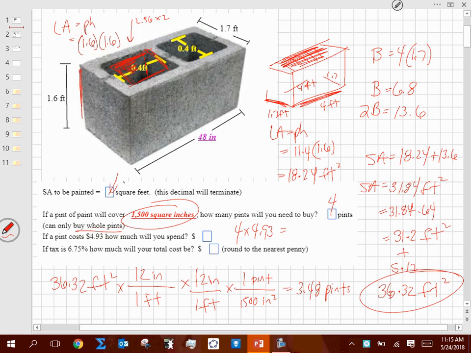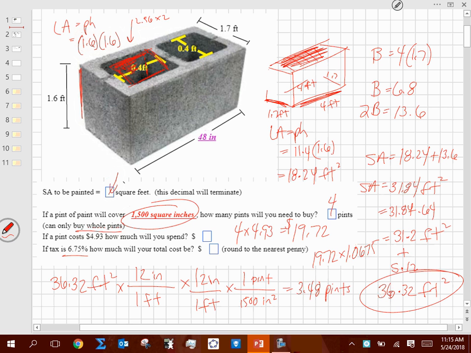Multiplying that by 4.93 gives me $19.72. Now we understand that that's not what I'm going to pay because there's taxes. So I'm going to pay 100% of that, and then 6.75% more. So I'm going to take actually this 19.72 number and multiply it by 1.0675. There's paying the 100%, that's paying the 19.72, but then this is paying the 6.75% of that 19.72.